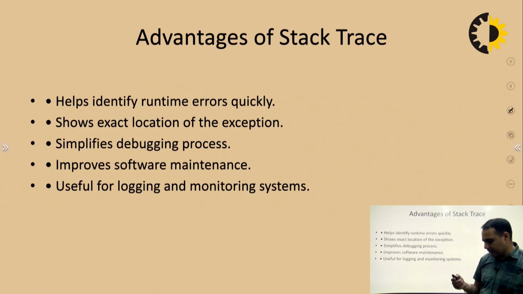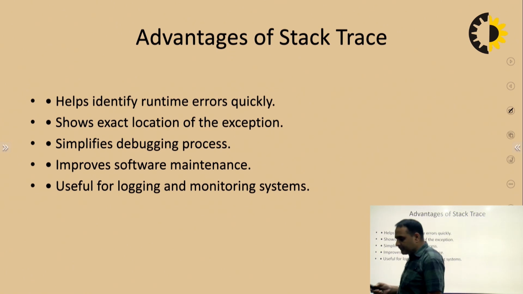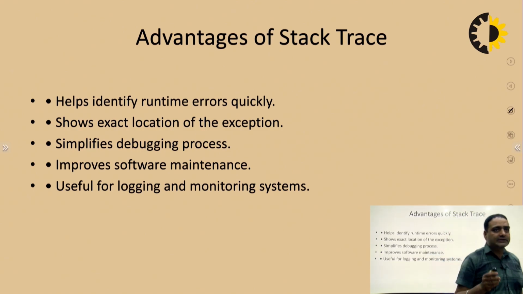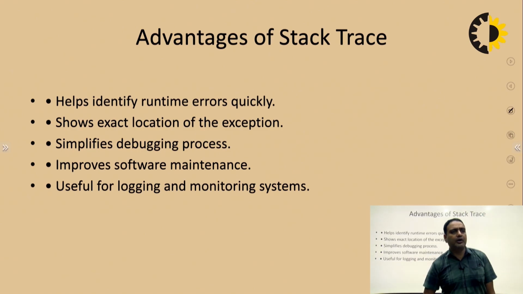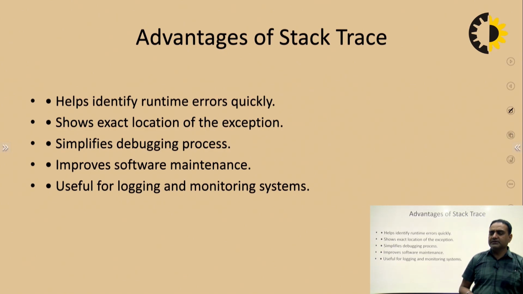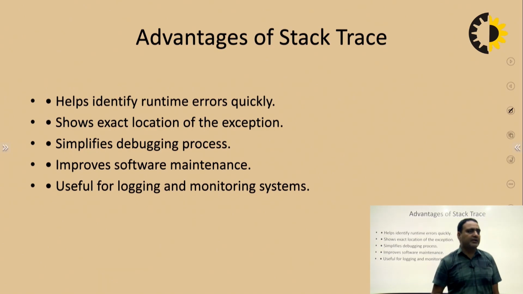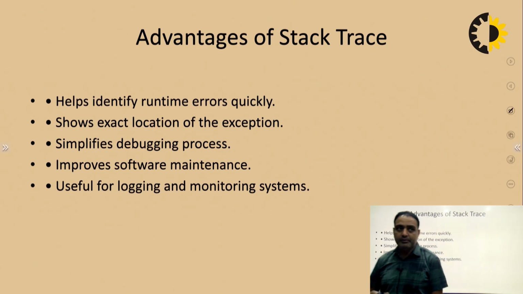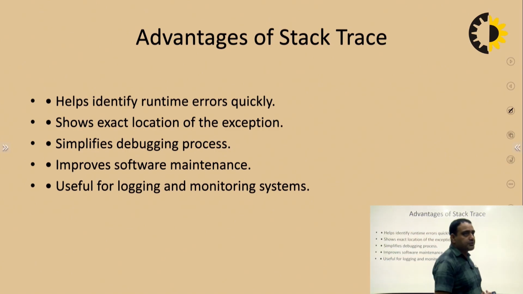That is the particular exception: if you are writing source code, in which line number the exception is generated, you can easily find out your exceptions and better handle them. So it shows the exact location of the exception in your code. It simplifies the debugging process, which means it will be helpful to debug your source code if any exception may occur.